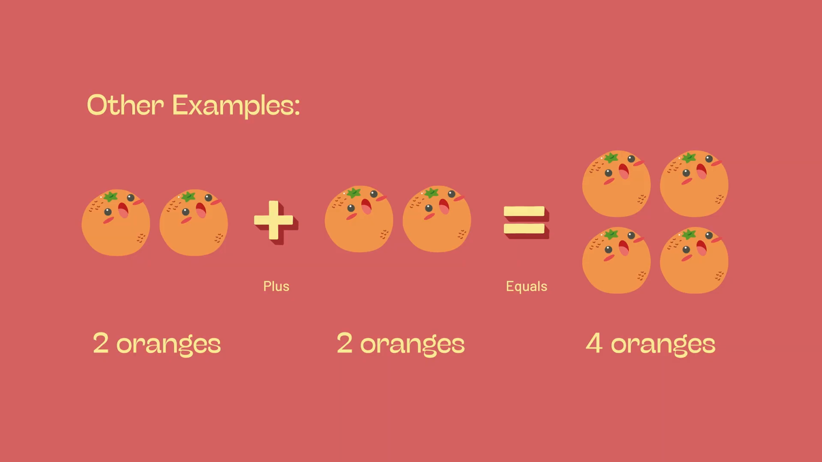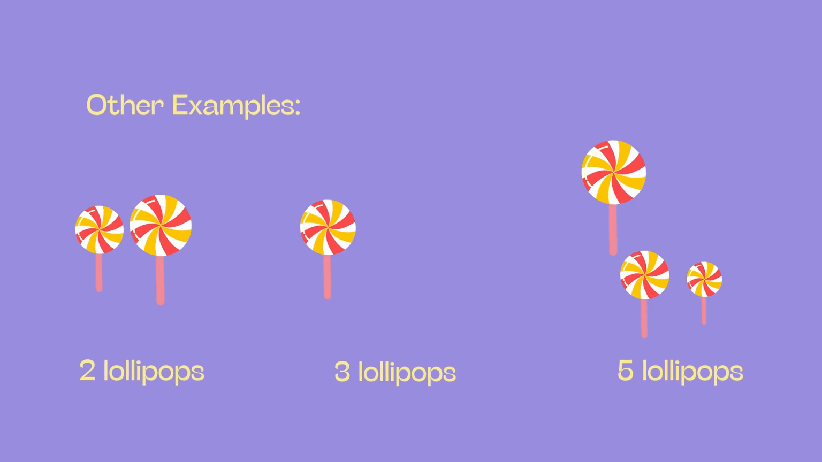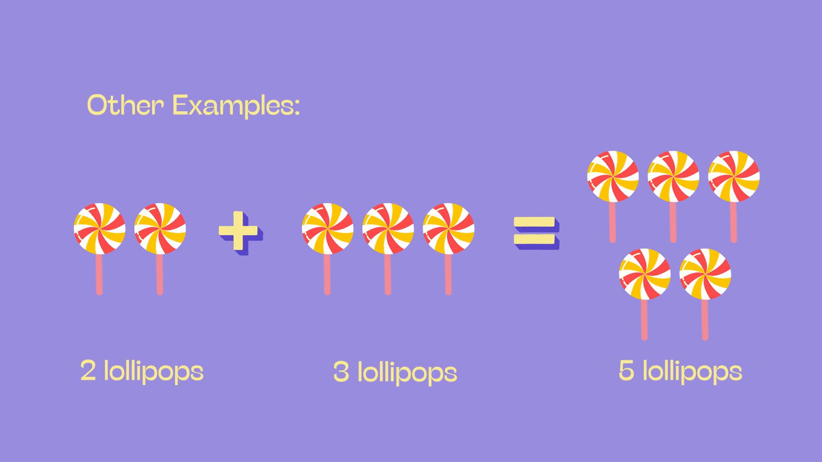Second example: 2 oranges plus 2 oranges equals 4 oranges. Third example: 2 lollipops plus 3 lollipops equals 5 lollipops.